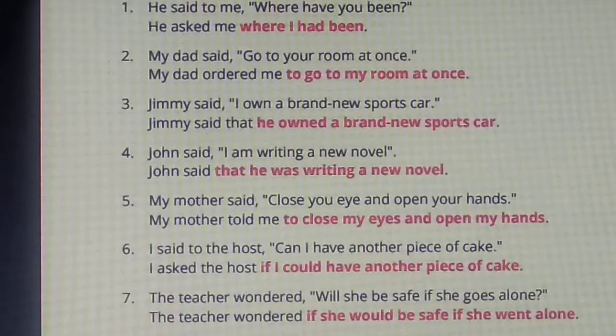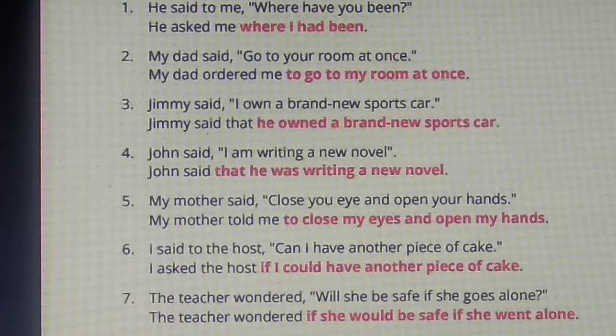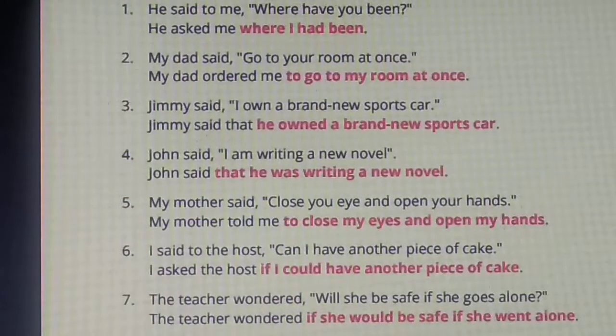Children, look at these examples. He said to me, "Where have you been?" He asked me where I had been. My dad said, "Go to your room at once." My dad ordered me to go to my room. Here, dad is ordering. Jimmy said, "I own a brand new sports car." Jimmy said that he owned a brand new sports car.